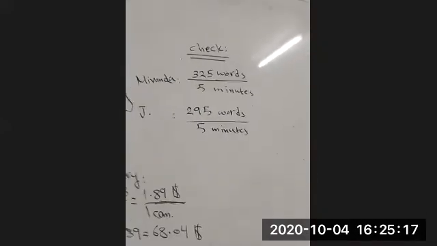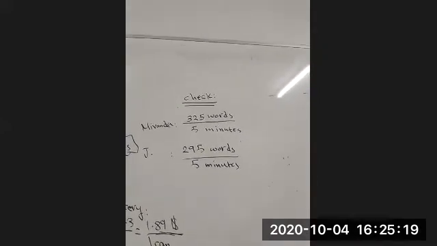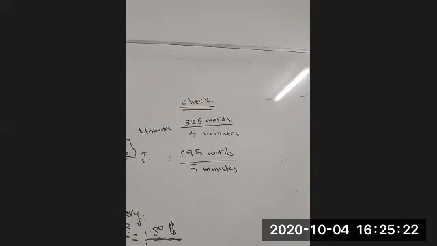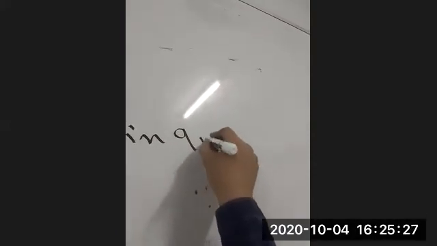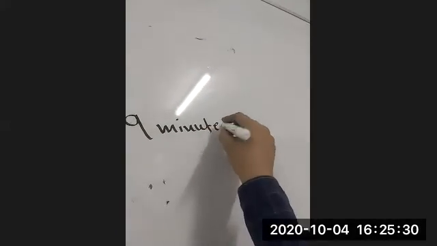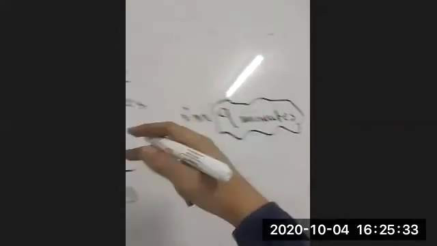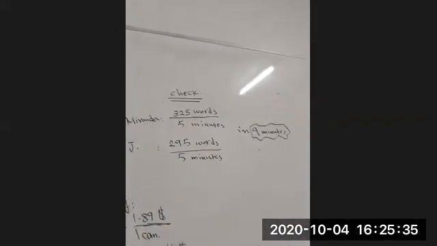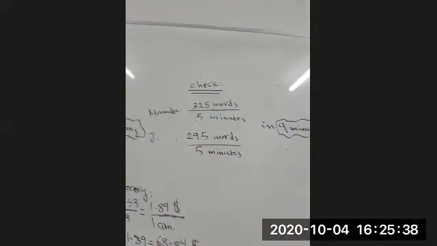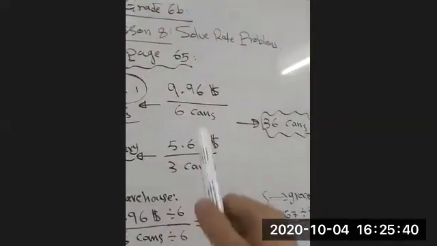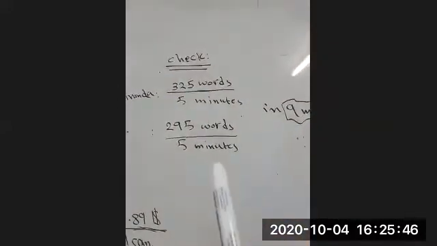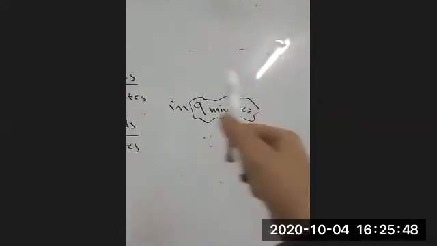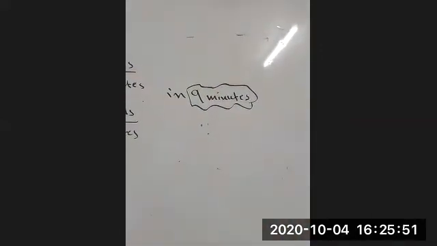Continue. At these rates, how many more words can Miranda type in 9 minutes than Joseph? Now, in 9 minutes, we need to compare between them. Like here I have this rate, I have this rate, and one of them wants to type in 9 minutes.